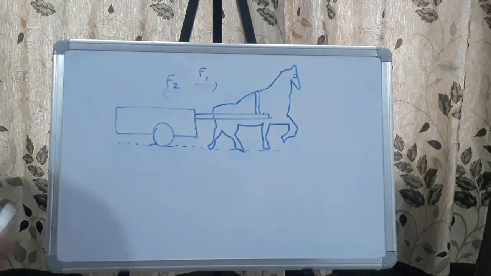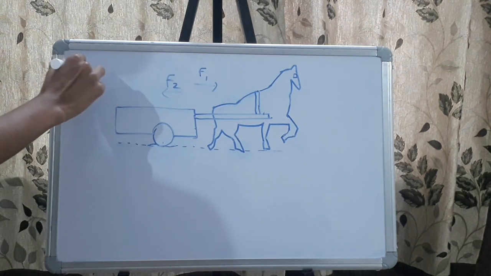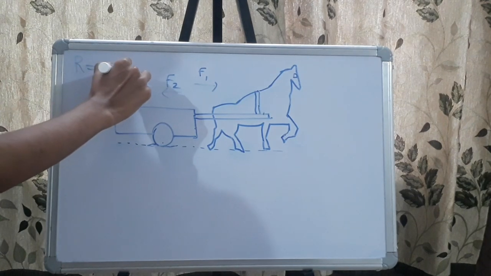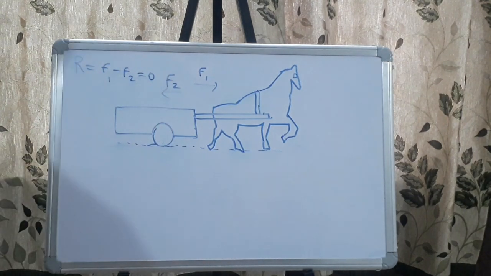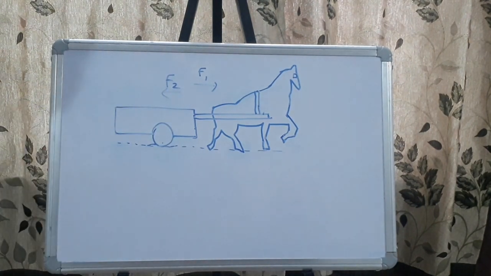So, the horse is moving by pulling the cart with the force F1, and the cart is pulling the horse with the force F2. Now, according to Newton's third law, F1 and F2 are equal in magnitude and opposite in direction. So, won't the resultant force be zero? Because F1 and F2 are equal in magnitude, the resultant is just going to be F1 minus F2, which is equal to zero. Then, how is the horse moving? Well, that is known as the horse and the cart problem, and let's talk about the solution.